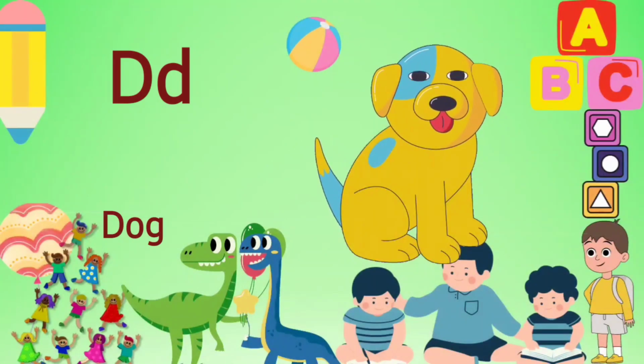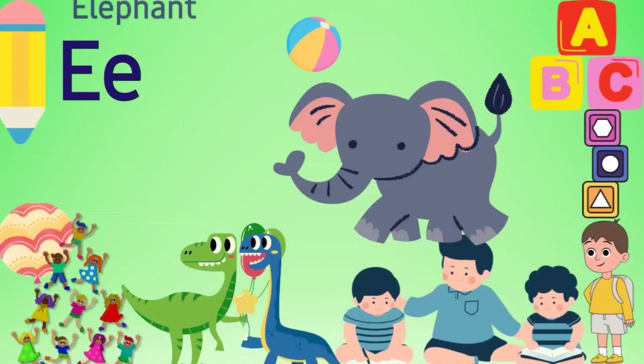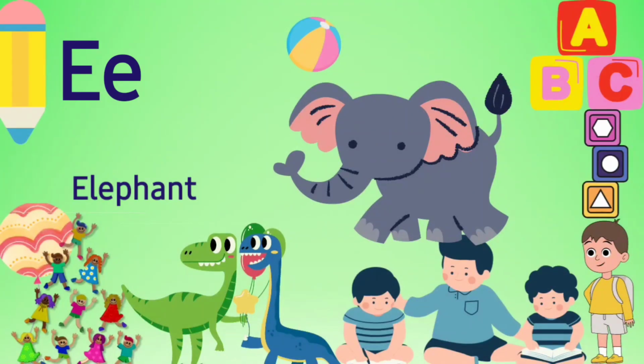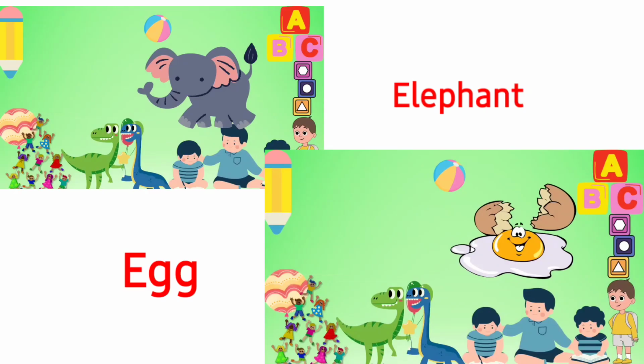D. D is for dog. Dolphin, dog. E. E is for elephant. E. E is for egg. Elephant, egg.